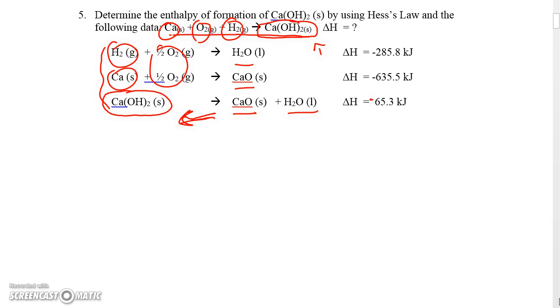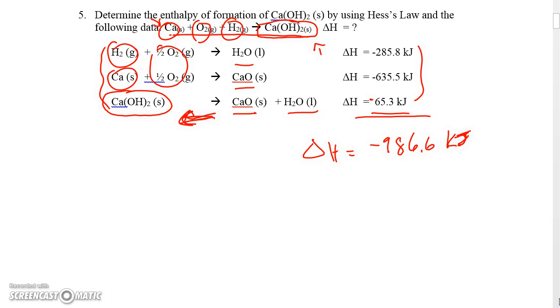Had we had coefficients up here or down here, we would have to adjust accordingly by multiplying or dividing the equations and the corresponding delta H values. But since we have the correct numbers of moles for everything up here, we don't have to do that. So now all I have to do is add up all of these delta H's. And when we do that, our new delta H is going to be negative 986.6 kilojoules.